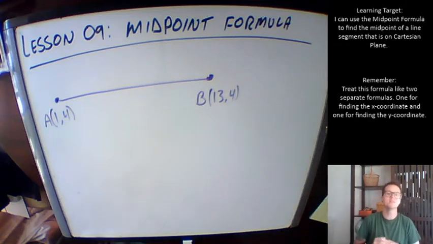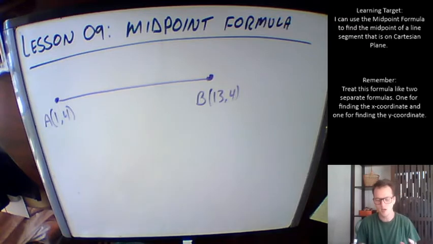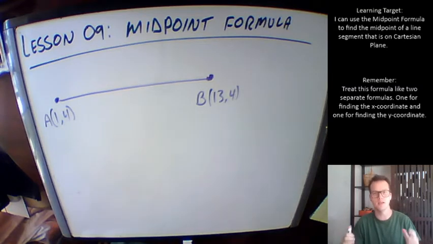What's up, team? Today we're talking about the midpoint formula. So with the midpoint formula, we're going to be able to find the point that's exactly in the middle between any 2 points that are graphed on the Cartesian plane. It's kind of a funky formula in that there's almost 2 formulas in one, and I'll explain how that works shortly.